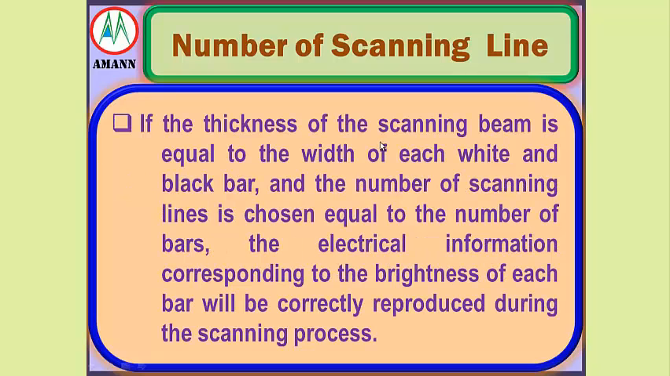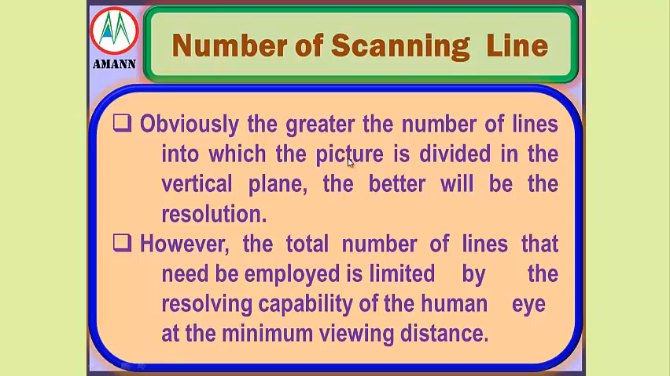If the thickness of the scanning beam is equal to the width of each white and black bar and the number of scanning lines is chosen equal to the number of bars, the electrical information corresponding to the brightness of each bar will be correctly reproduced during the scanning process. Obviously, the greater number of lines into which the picture is divided in the vertical plane, the better will be the resolution. However, the total number of lines that need be employed is limited by the resolving capability of the human eye at the minimum viewing distance.